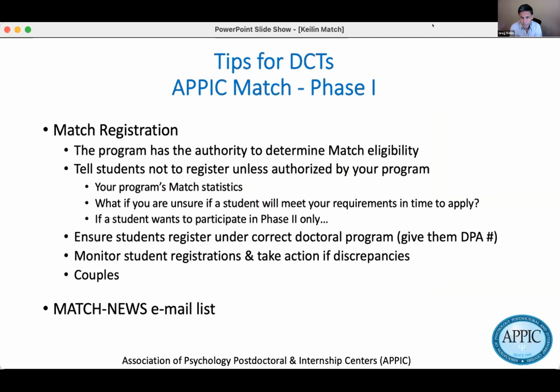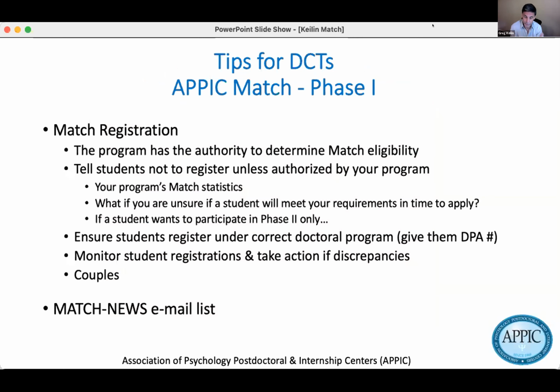Excuse me. Let me just talk about some tips, some of the responsibilities that we see for your role in this process. A big one is match registration. And this next statement I think is going to be obvious to most of you, but I want to say it anyway: your program has the authority to determine match eligibility.